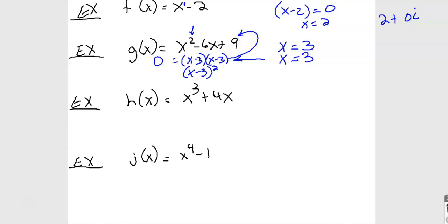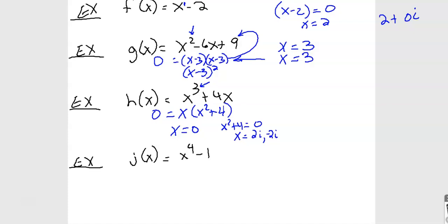All right, let's look at the third example. Notice this is the 3rd degree, so I know there are going to be exactly 3 zeros of the complex system. If I factor out the GCF and then set this equal to 0, I know x equals 0 is a zero, and also x squared plus 4 equals 0, which means x equals 2i and negative 2i when you solve that. So notice there are 3 zeros of the complex system.